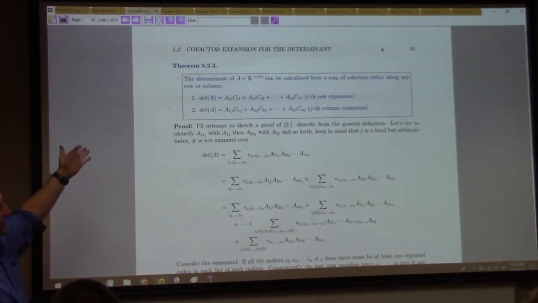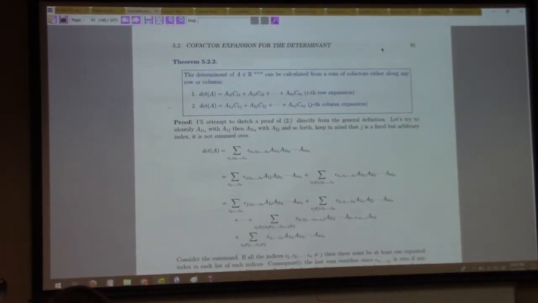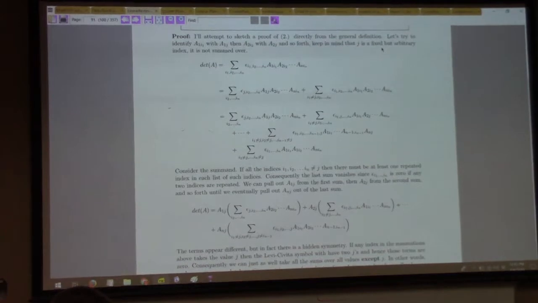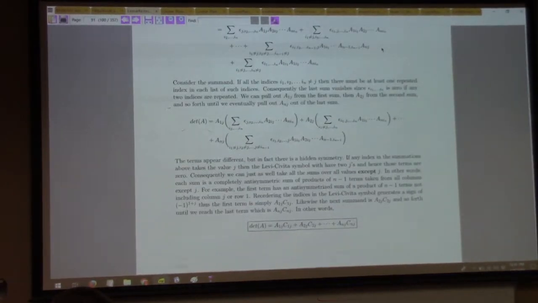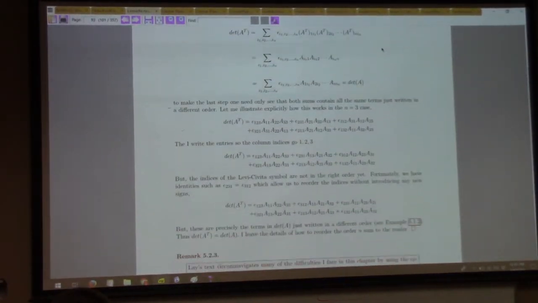The determinant can be written either as a row or a column expansion like so. And the actual proof of that, to really prove that you can get from my definition to Laplace's expansion by minors, it is technical. It looks like this. All right, there it is. You can look at it if you want or not.